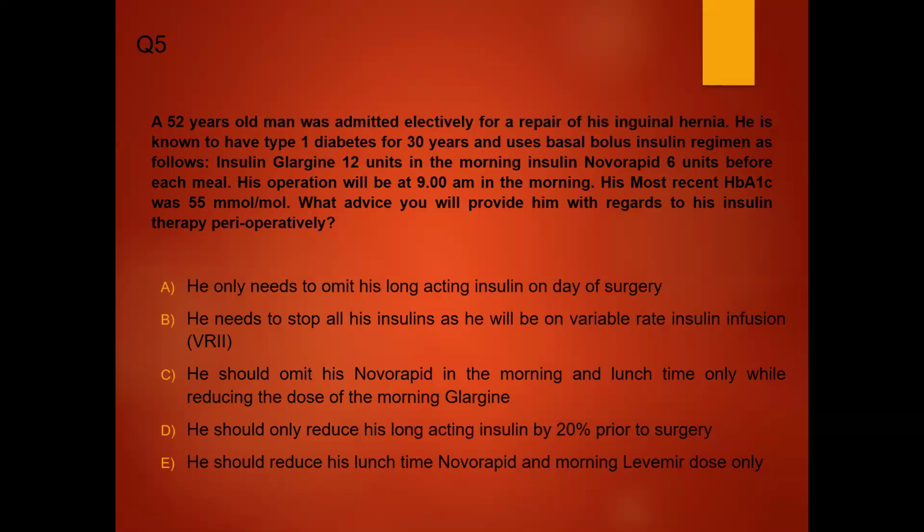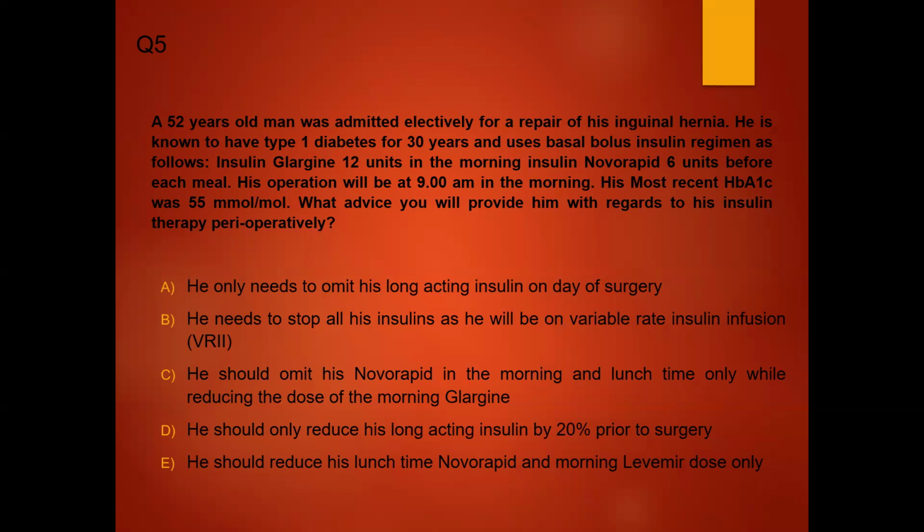Move on to question number 5. We have a 52-year-old man admitted electively for repair of his inguinal hernia. He is known to have type 1 diabetes for 30 years, uses a basal bolus regimen, insulin glargine 12 units in the morning, Novorapid 6 units before each meal. His operation will be at 9 a.m. in the morning. His most recent HbA1c was 55 millimole per mole. So, what advice will you provide him with regards to his insulin therapy preoperatively?